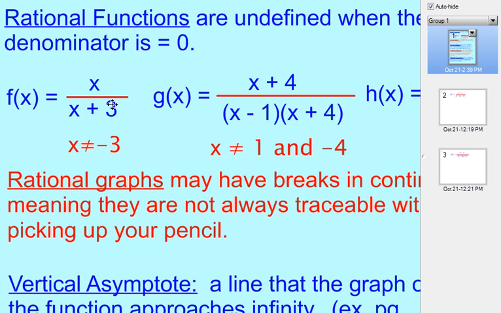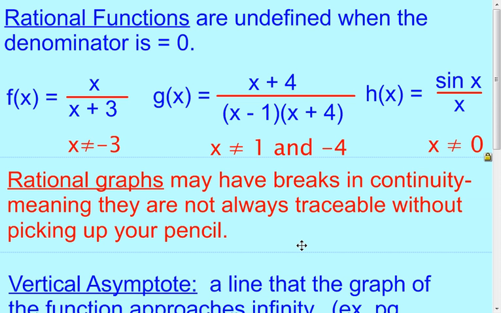All right, in this lesson we will start to look at some properties of graphs of rational functions. You know that rational functions are undefined when the denominator is 0. So we've already talked about this, but of course you know that, for instance, in this function right here, the denominator would be 0 if x was -3. So x can't be -3. It's a spot where the graph is undefined.